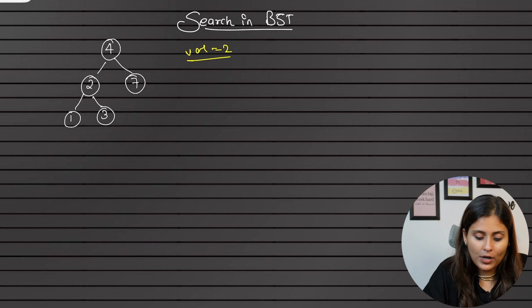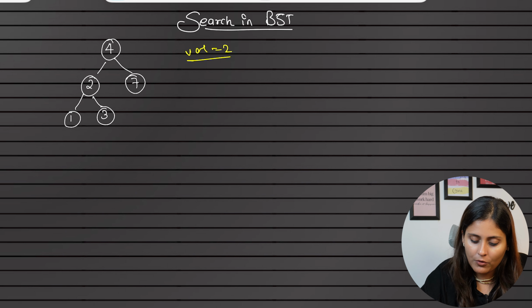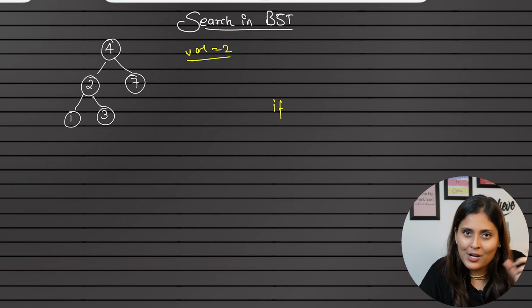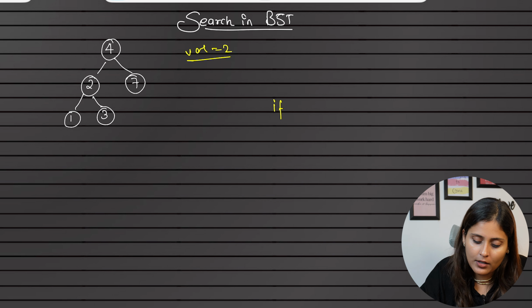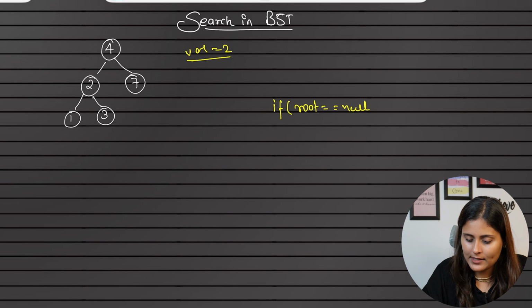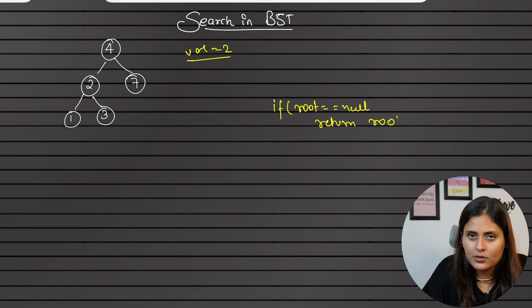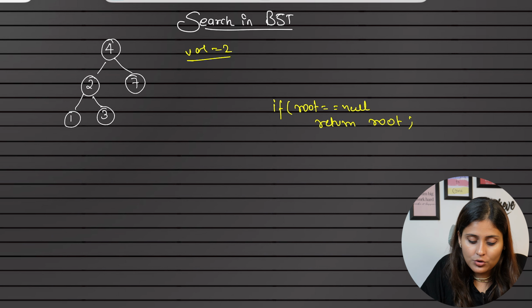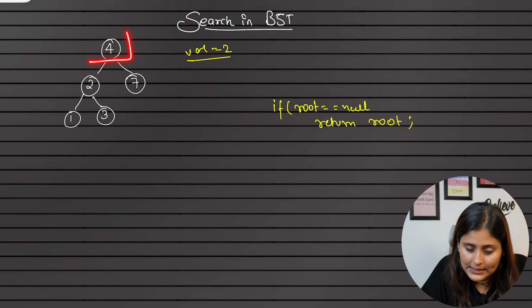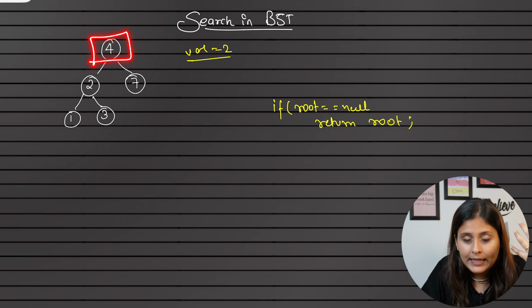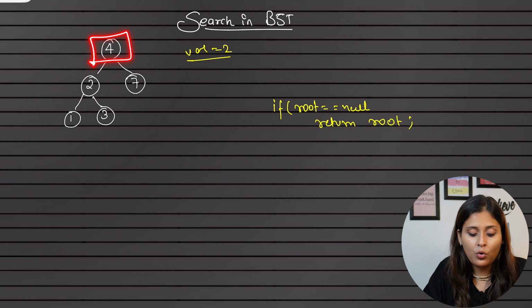Correct? Okay. So whatever you are able to understand, just write it down. First, to match the value, the root should exist. If root is equal to null, we have to return. What do we return? Simply, we are not waiting for anything to return. So if root is null, return root, which is null only. So what I said is, if the root does not exist, it does not make sense to check the value or to go towards the left side and right side.